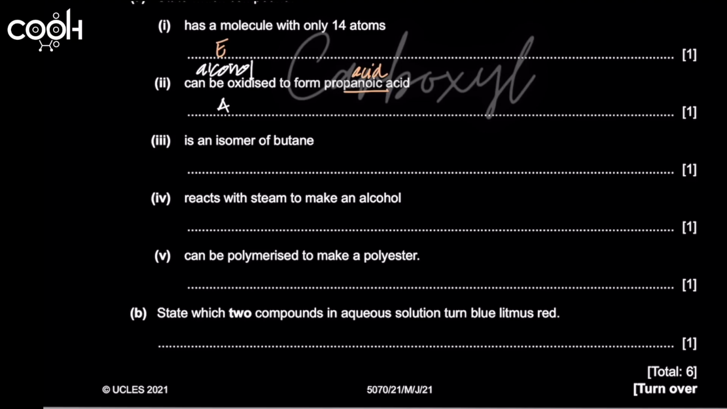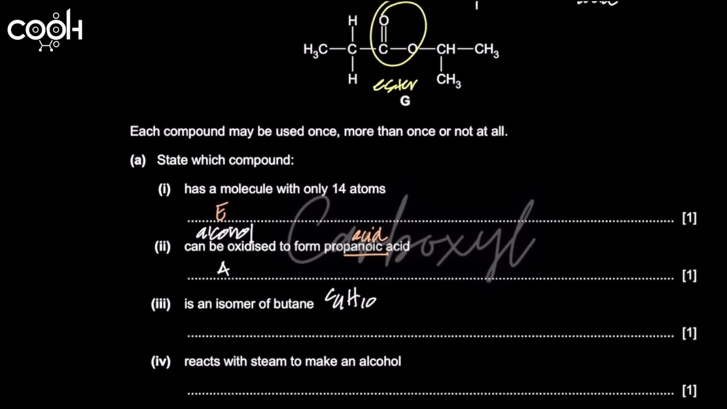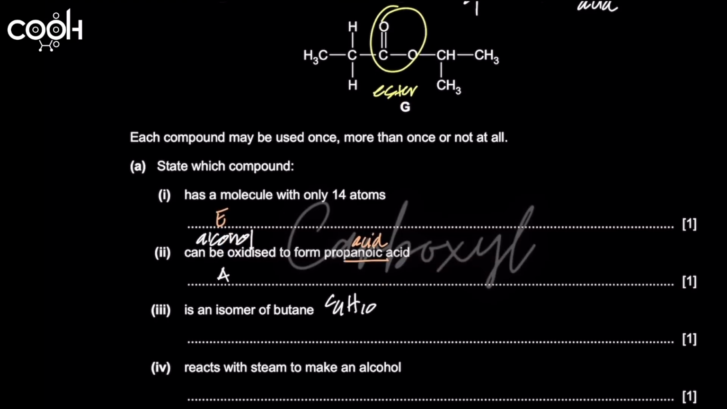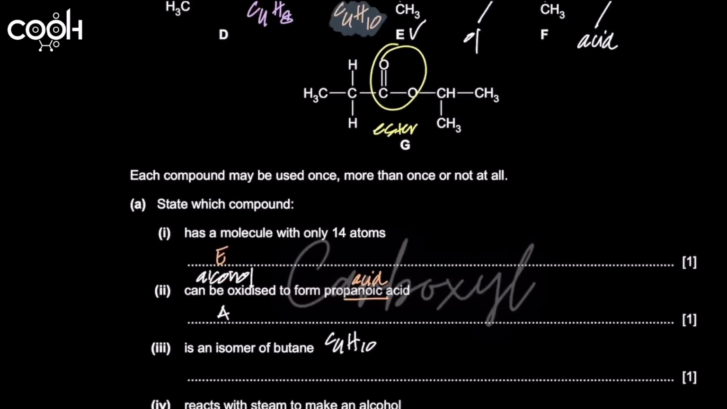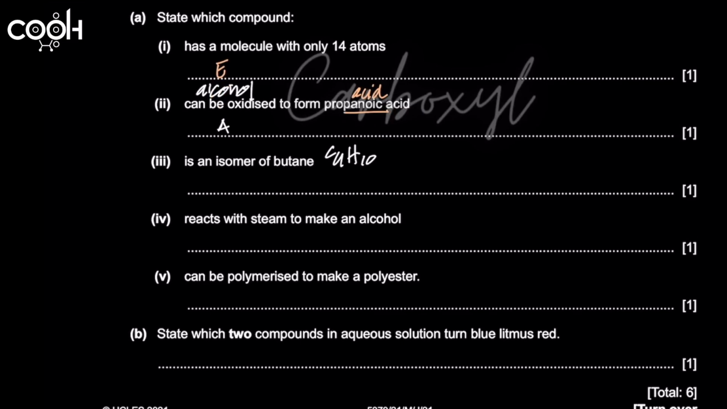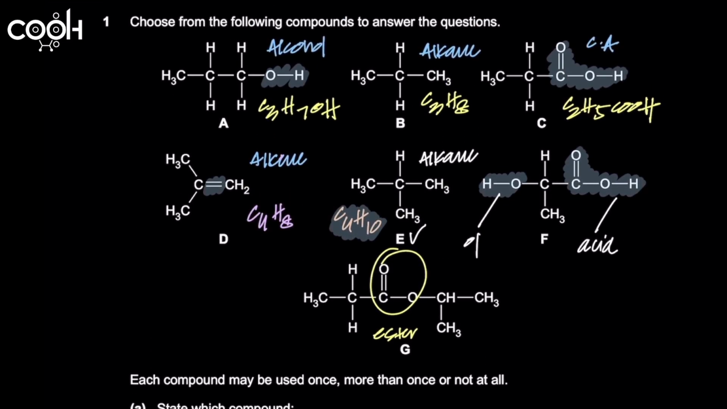This is an isomer of butane. So if it's an isomer of butane, butane is C4H10. Check this out. Isomers are what? Isomers are compounds with the same molecular formula but different structural formula. So check which compound has C4H10 in it. Obviously that's E right here, so I'm going to plug that in. That's my beautiful E, right? I don't want to even look at the names, right? It's no use for us.